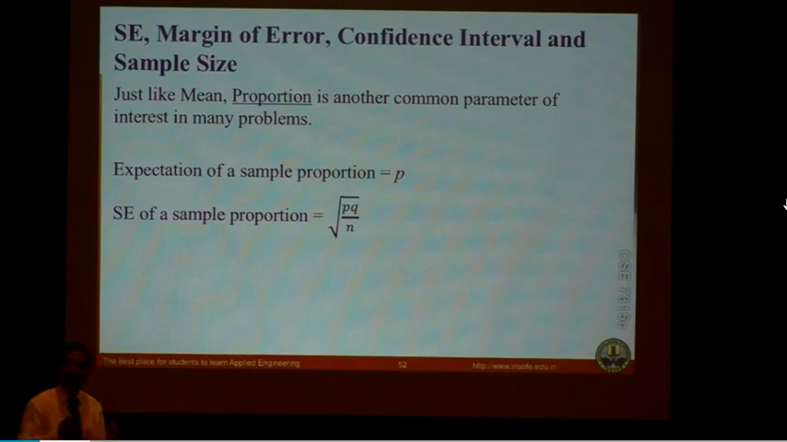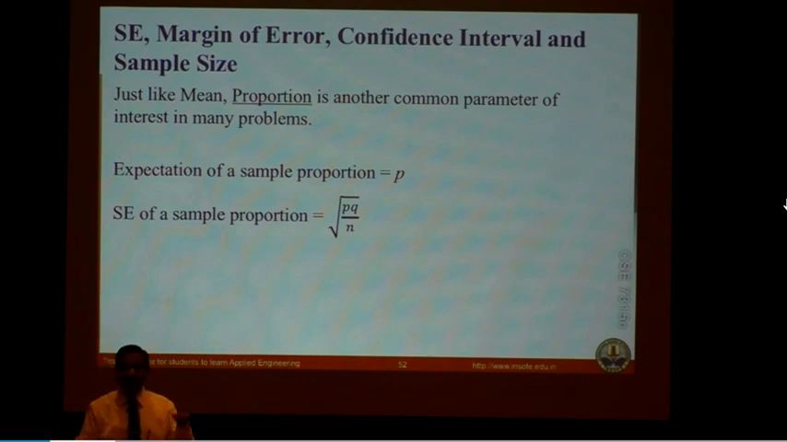So the sampling distribution of proportions also will be the same. It will follow the central limit theorem. The same way. So in that case, the expectation of a sample proportion is P. Thankfully, proportion is the same as probability.